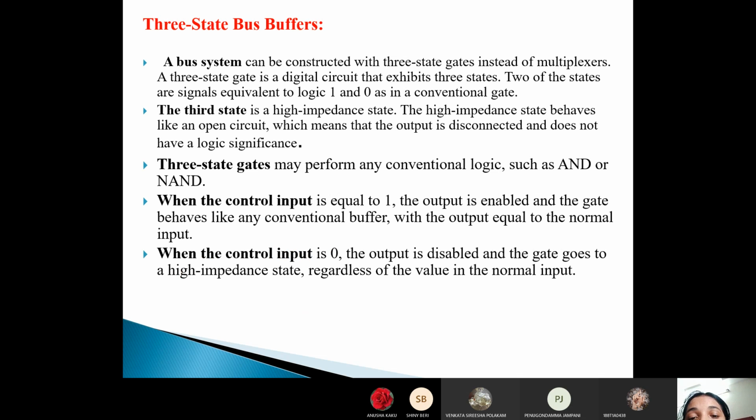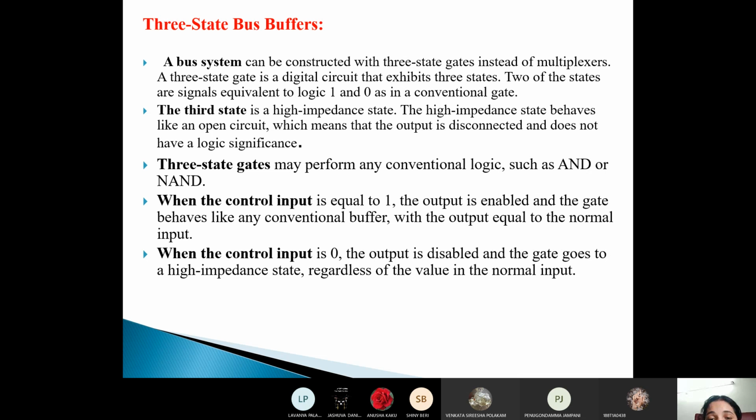The third state is the high impedance state. The high impedance state behaves like an open circuit, which means that the output is disconnected and does not have a logic significance. The three-state gates may perform any conventional logic such as AND or NAND. When the control input is equal to 1, the output is enabled and the gate behaves like any conventional buffer, with the output equal to the normal input.